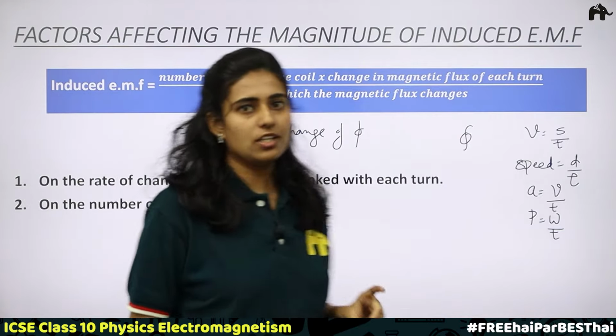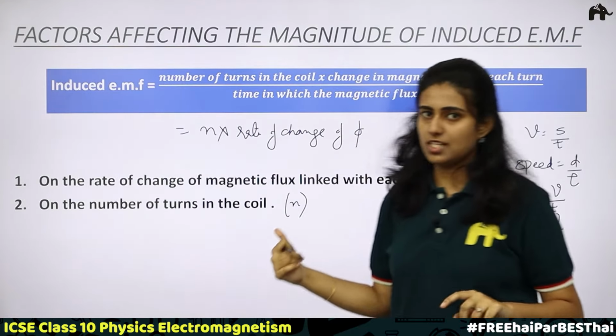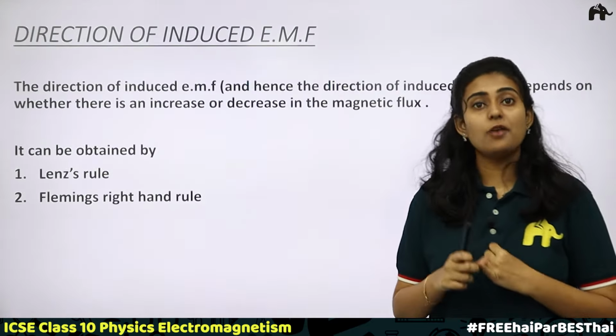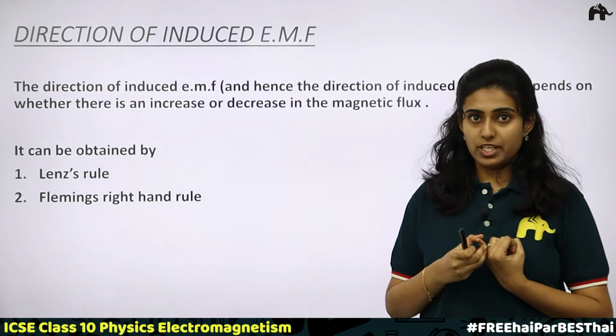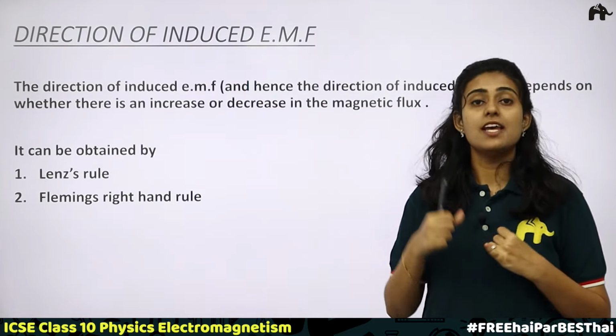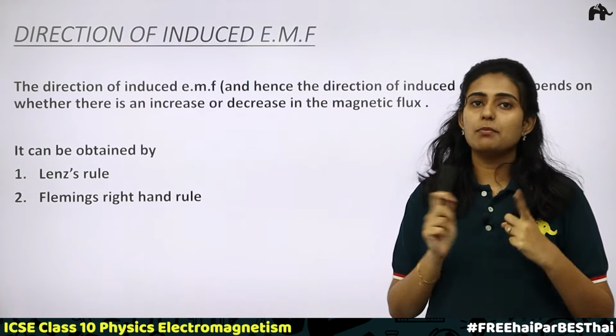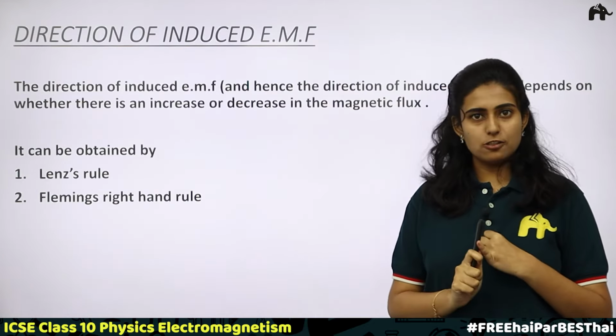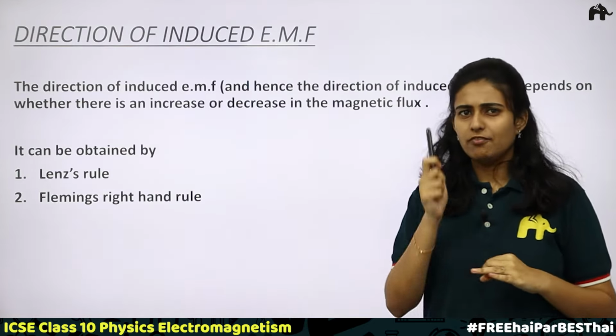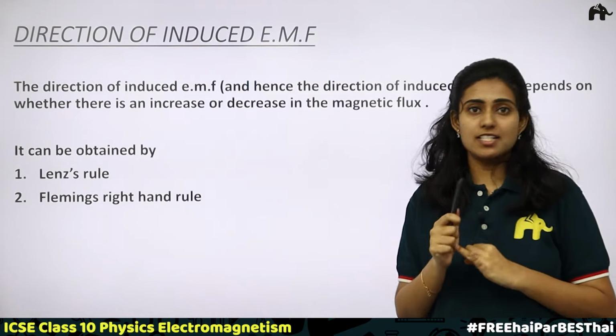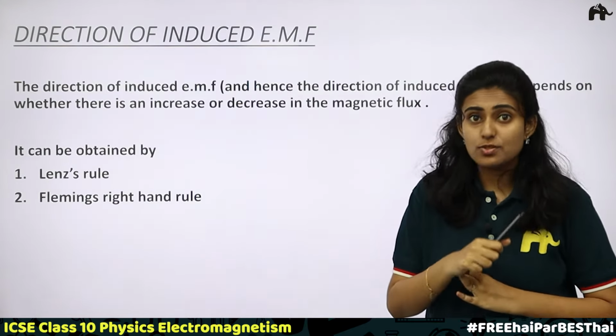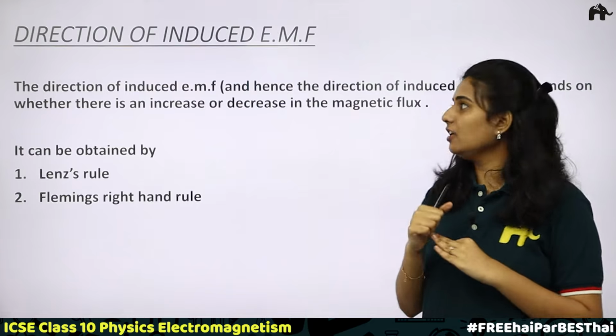Okay, so this is how you can find the numerical value of induced EMF. Clear? Now we know how to find the magnitude of induced EMF. Induced EMF magnitude can be found out by taking the product of the number of turns and the rate of change of magnetic flux. To find the direction, we need to know in which direction the magnetic flux is, in which direction the induced EMF is, in which direction the induced current is.